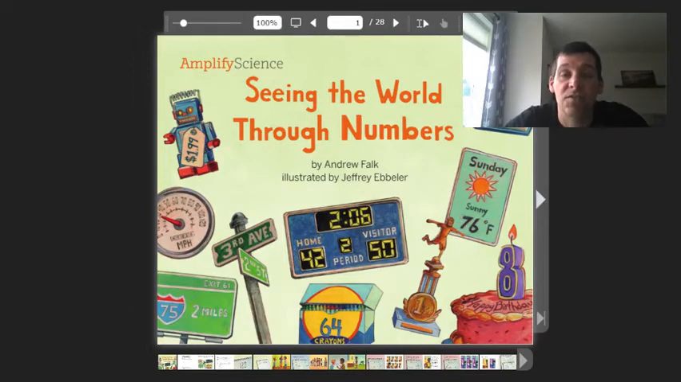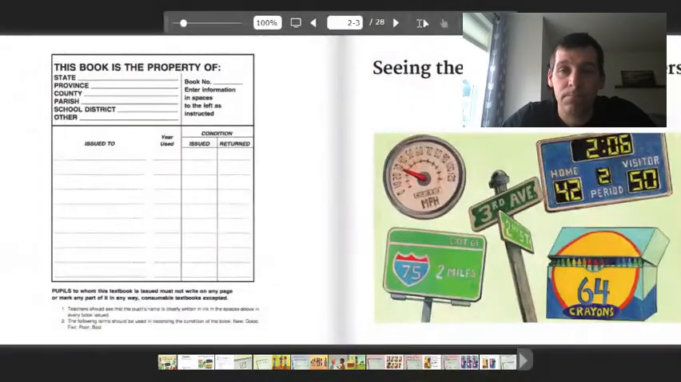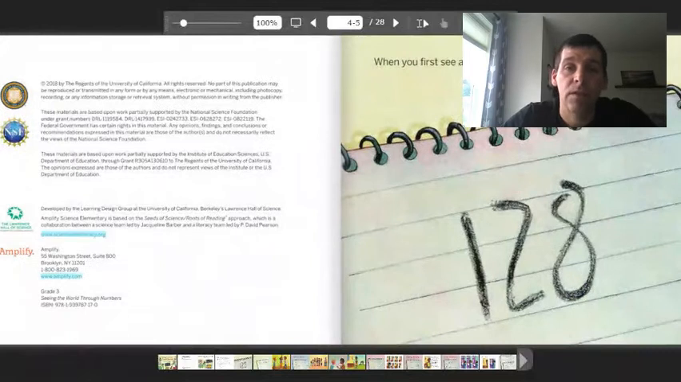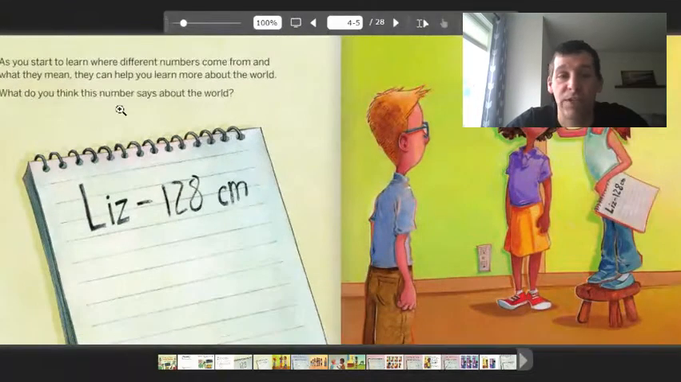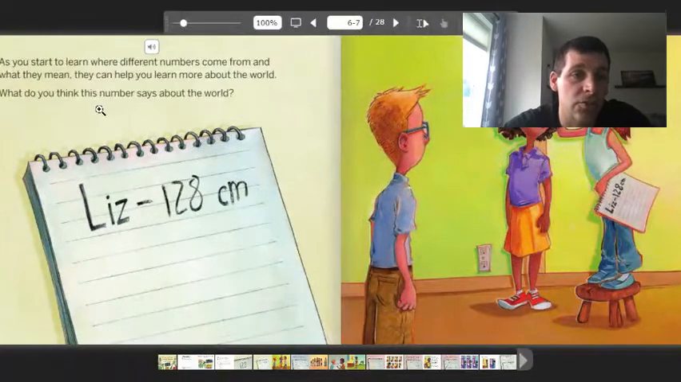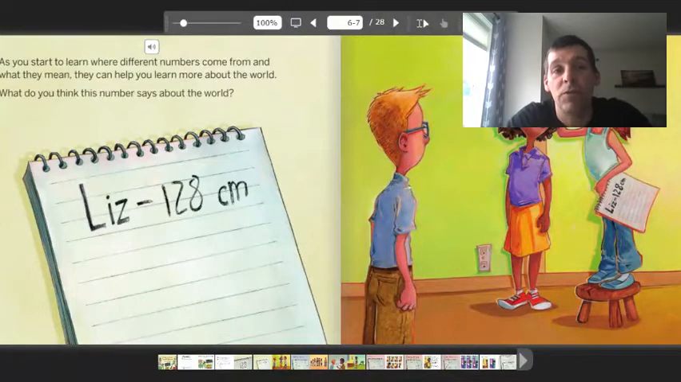Okay. So it's called Seeing the World Through Numbers by Andrew Falk. When you see a number, it can just look like lines on a page. 128. As you start to learn where different numbers come from and what they mean, they can help you learn more about the world. What do you think this number says about the world? It says Liz 128 centimeters. What do you think that means?